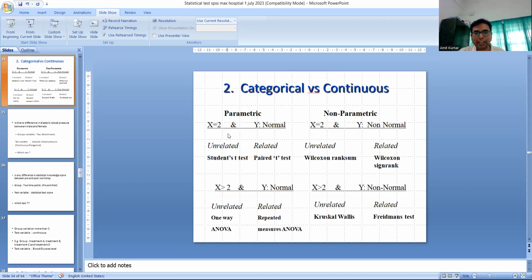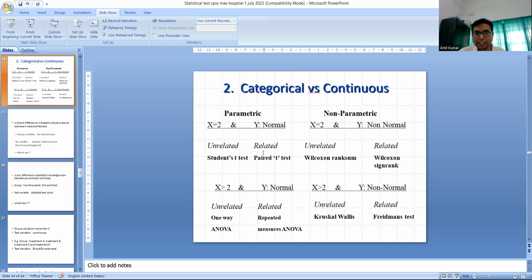The t-test we will apply when your groups are unrelated, the groups are not related, like male and female, or drug A and B. They are not related to each other and your test variable is normal and continuous in nature, then we apply the student t-test.